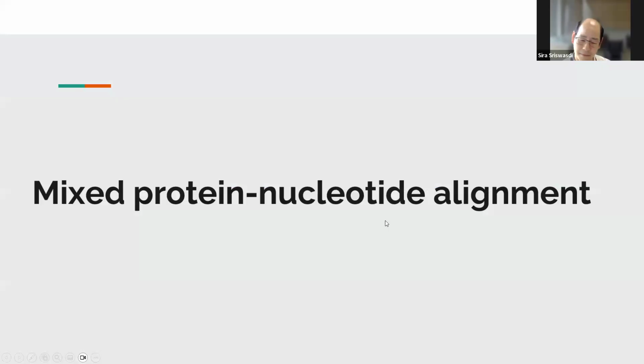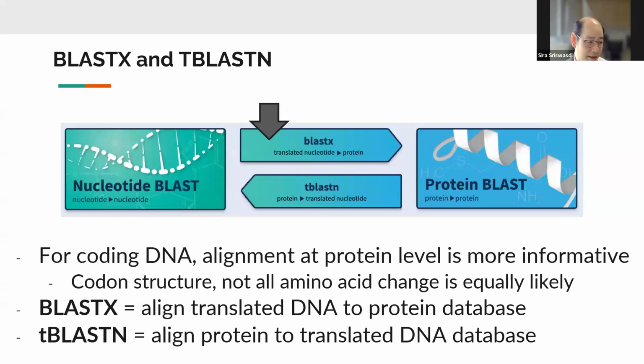Okay, so we talked about a pure nucleotide alignment and a pure protein alignment. But sometimes you need an application that can go back and forth between protein and nucleotide. Let's see what I mean by this. In BLAST, in addition to nucleotide and protein BLAST, you also have these two options. Actually, you have many more options, but let's talk about these two for now. So you have BLASTX and TBLASTN. In BLASTX, you will see in the description that this is a translated nucleotide aligned to protein.